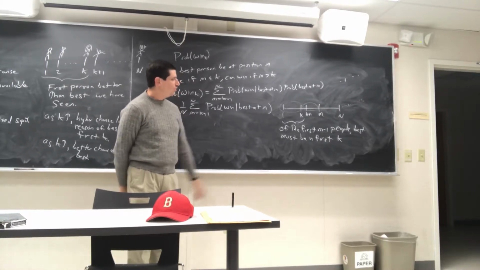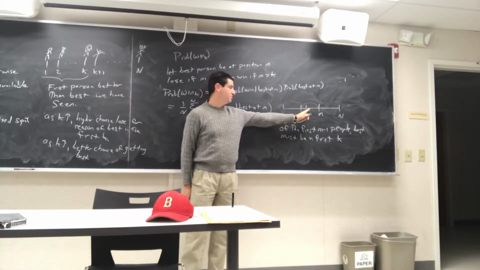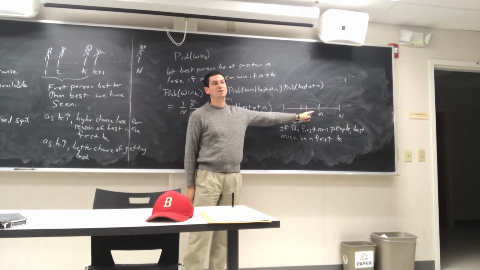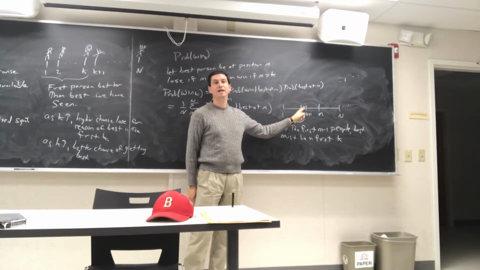So the only way we lose is, imagine the second best person is before m. So they're not in the first k. So we would see that second best person going, they're better than the first k, let's take them.